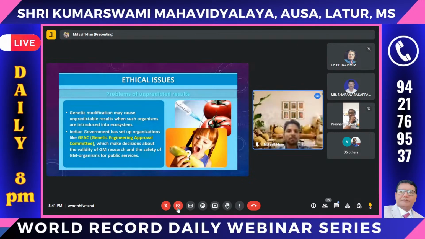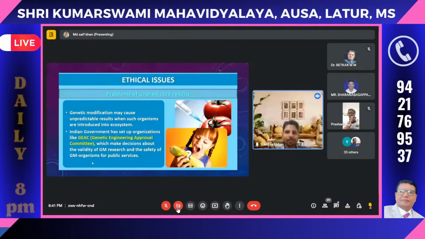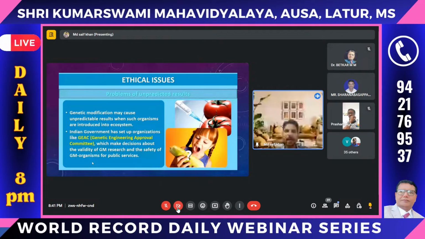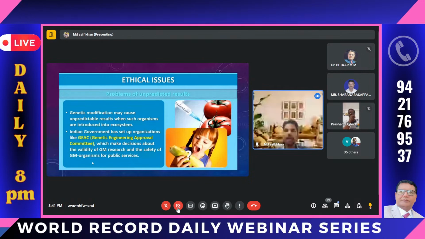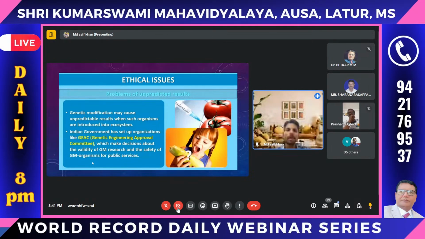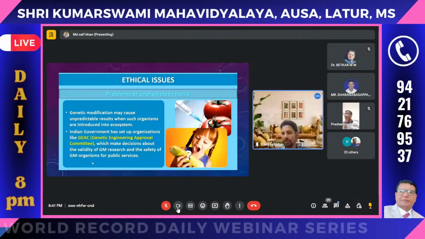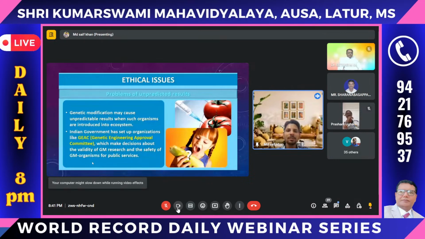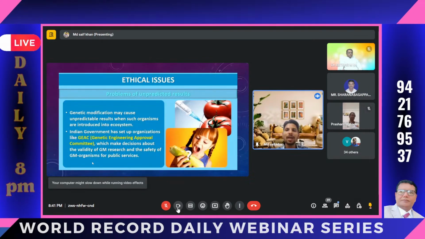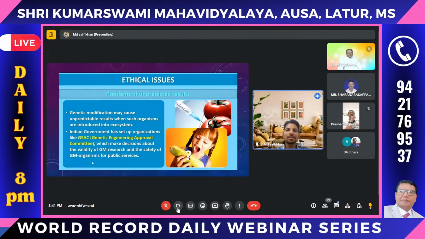To maintain such ethics, the Indian government has set up an organization like GEAC, that is the Genetic Engineering Approval Committee, which makes decisions about the validity of genetically modified research and the safety of genetically modified organisms for public service. So this committee gives approval on whether this organism, that is transgenic animals, is safe for the public or not, right?